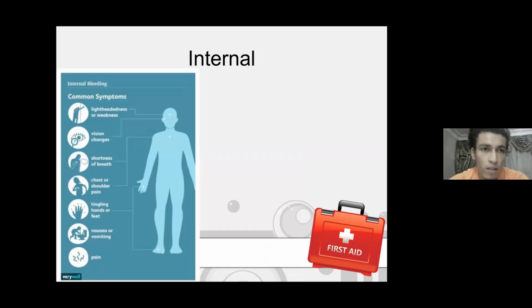Okay, for internal bleeding, the symptoms are that you feel weak, somewhat drowsy, you have slightly bad vision, and your breathing is affected. Chest and shoulder pain, and as you said, weakness in the hands or feet, nausea, vomiting, and pain. But if you look closely at this photo, we can see that these symptoms are similar to inhaled poison.